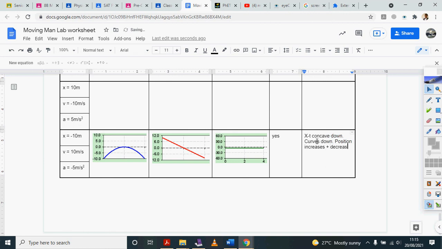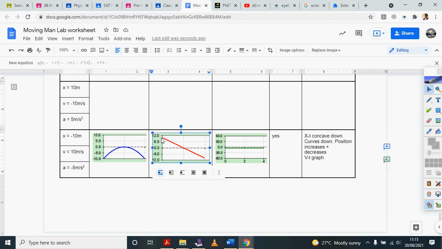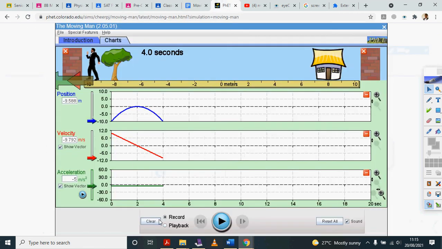You can say, for the VT graph, I hope you can see that the speed starts out positive. It starts out with a positive velocity that's about 10. The velocity decreases to a velocity of 0, right? And then it increases in the negative direction. Let me show you this again on this simulation.